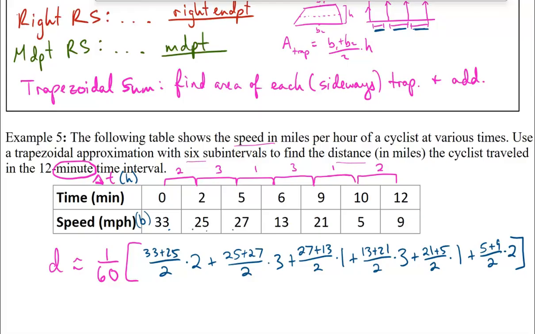Okay, and then whatever that comes out to be, haven't calculated it, so some number of miles, or you could just stop right there, but make sure you put miles on there. Okay, and because we have this 1 over 60, that is converting from minutes into miles.